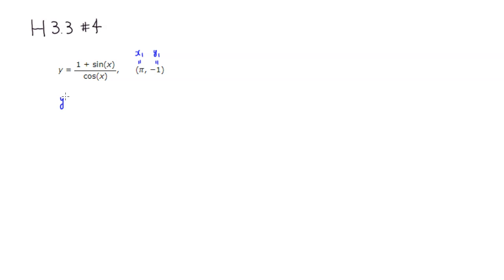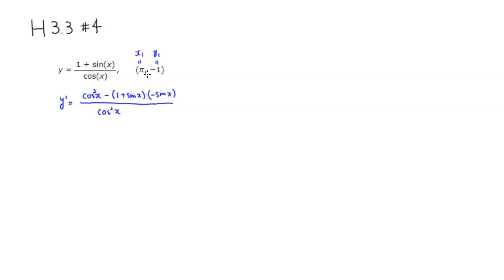We're going to take the derivative using the quotient rule. Square the bottom, so you have cosine squared of x. Derivative of the top: the derivative of 1 is 0, and the derivative of sine is cosine of x. Multiply by the denominator cosine, so this is another cosine, so I'm going to write cosine squared. Minus the top, which is 1 plus sine of x, multiplied by the derivative of the bottom, which is negative sine of x.